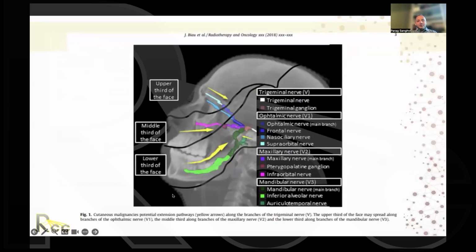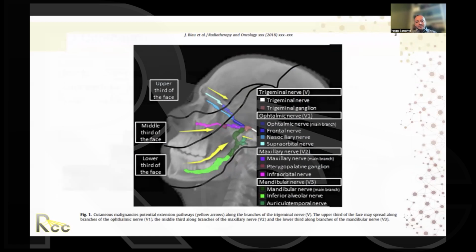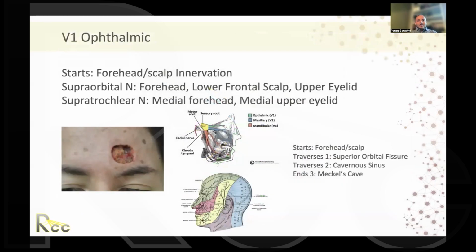This is just showing you, as we all know, the first branch of the trigeminal nerve innervates the upper third of the face, the middle branch, the maxillary branch, the middle third, and then the mandibular branch, the lower third of the face. So let's talk about these nerves. So here is cranial nerve V1. For me, this is the hardest nerve to treat, I'll be honest, because you have to go inside the orbit.